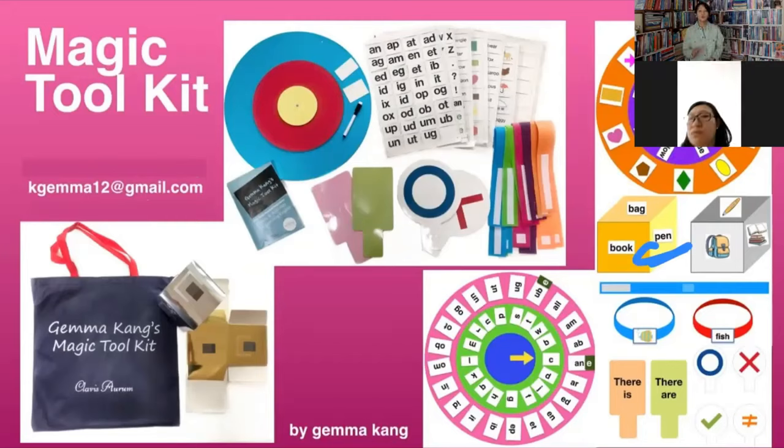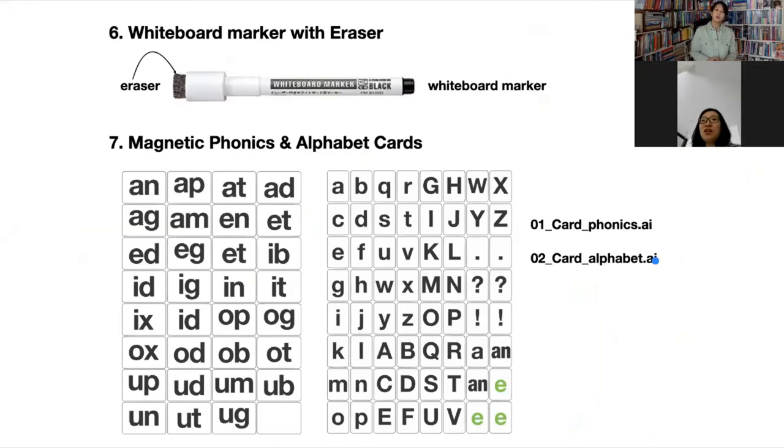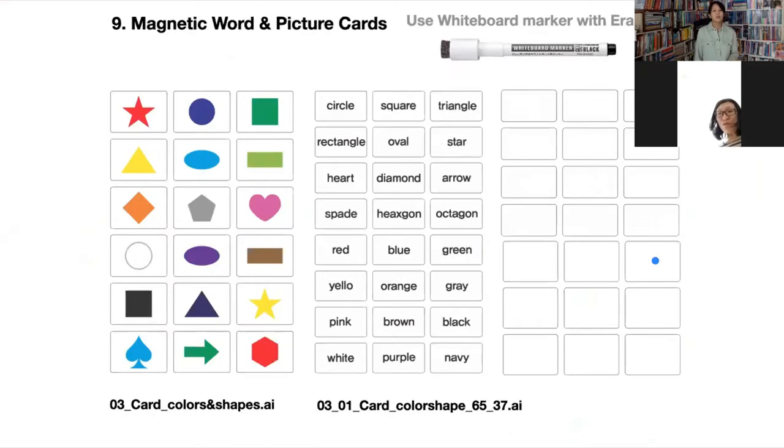So there are two kits, but can you see the small blue books? This is the explanation. You can see 30 games inside. And there are magnetic pages. So let me go to the next page. One by one, magnetic card pages. There is one whiteboard marker with an eraser. And then ABC cards and phonics cards. And there are some cards with colors and shapes you can teach at the same time.